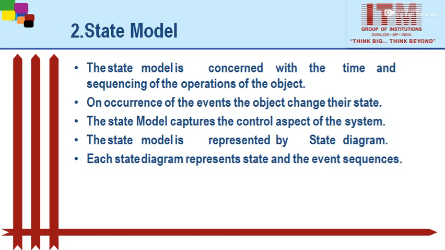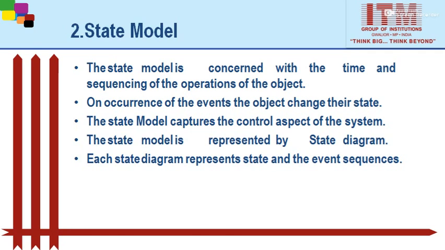The next type of model is the state model. The state model works with the time and sequencing of the operations of the object, and on occurrence of events, the object changes its state.